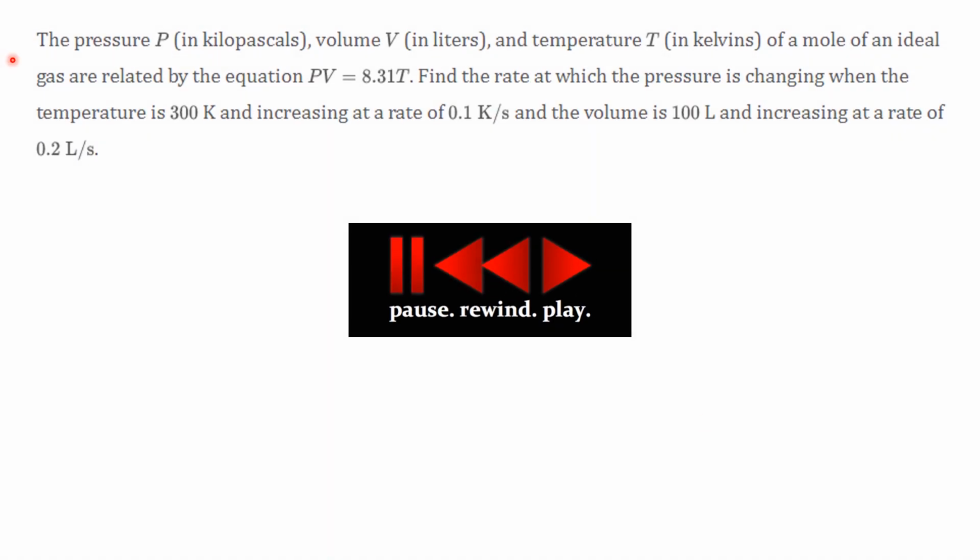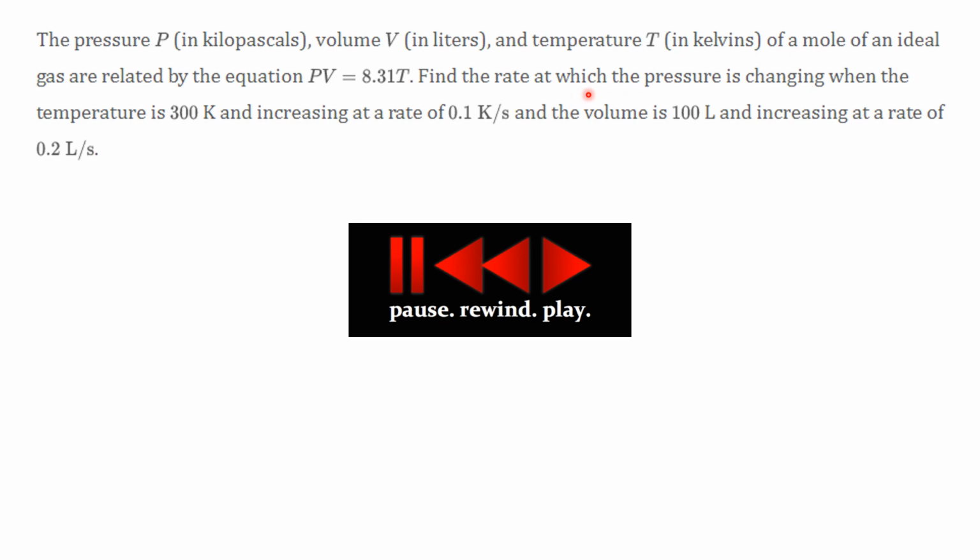Let's look at another example. Suppose that the pressure P in kilopascals, and a pascal is a Newton per square meter, the volume V in liters, and the temperature T, it could be Celsius, but here we're taking it in kelvins, of a mole of an ideal gas are related by this equation. This is the ideal gas law. So pressure times volume is equal to 8.31 T.